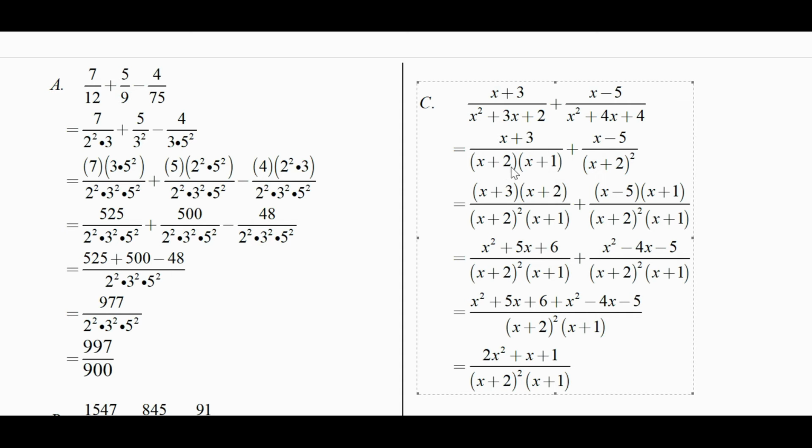Treat the prime polynomials just like we did the prime numbers over here. So we see both an x plus 1 and an x plus 2. And there are two of the x plus 2's here, so we need a square on that. What do we do from here to here? We multiply top and bottom by x plus 2. From here to here, we multiply top and bottom by x plus 1.